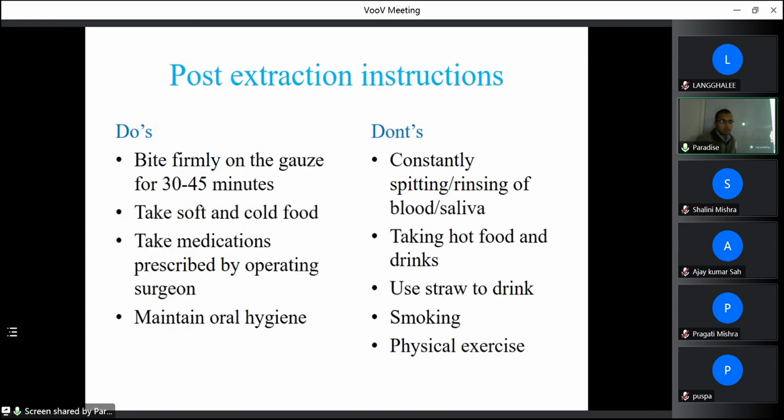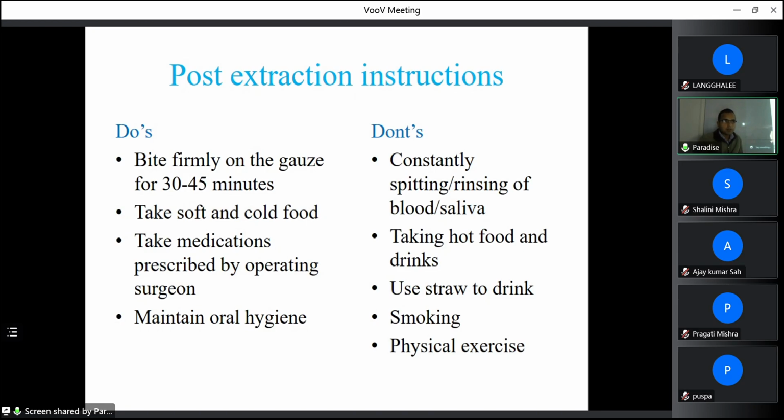Next, maintain oral hygiene. Brushing techniques should be advised after 24 hours. Rinse with mouthwashes. Also, warm saline gargle. Don't constantly spit or rinse blood or saliva because it will lead to continuous bleeding. Taking hot food will lead to vasodilation. And for drinks, using a straw is also to be avoided, because if the patient uses a straw, it will create negative pressure and it will lead to bleeding.